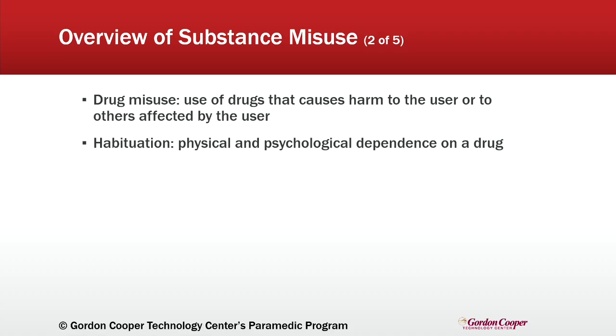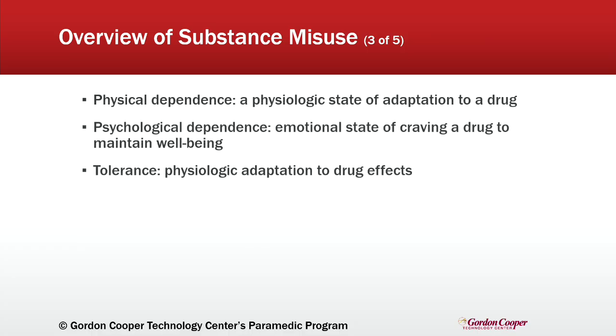And then habituation is when a person becomes psychologically or physically dependent upon a particular drug. Physical dependence is when the body adjusts to a drug, leading to tolerance and withdrawal symptoms when that drug is stopped. Psychological dependence is an emotional craving for a drug. It's driven by the need to feel good and to maintain that well-being.